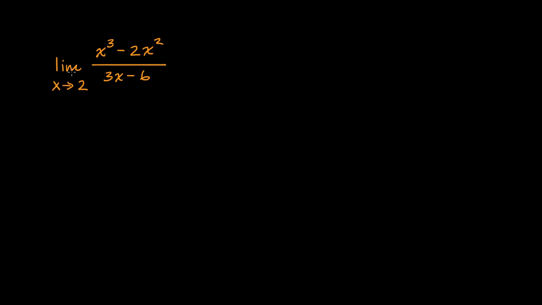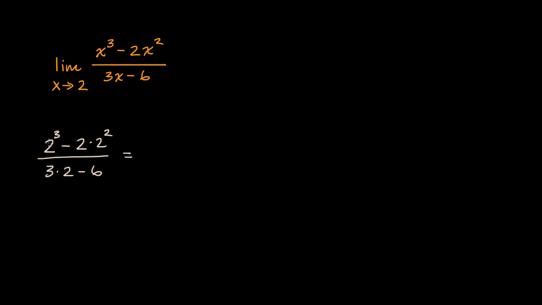So we want to know the limit as x approaches 2 of x to the third minus 2x squared over 3x minus 6. Now, the first thing you might want to check out is, well, what is this expression equal to when x is exactly equal to 2? And we could do that by substituting x with 2. So it'll be 2 to the third power minus 2 times 2 squared over 3 times 2 minus 6.